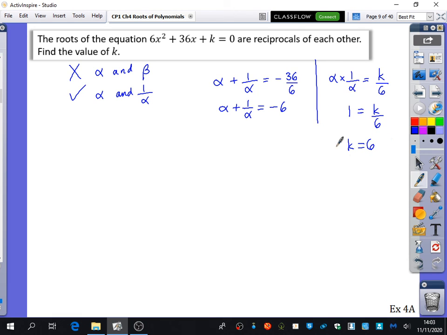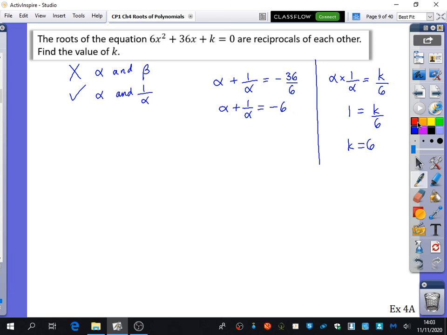Look how neat that is. To find out the value of k, I knew that they were reciprocals of each other, so k was 6. I didn't even need to find out what alpha was in that first one that we've got there. If you wanted to, you could go about solving this equation and you could find out what alpha was.